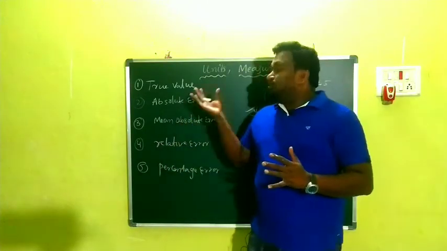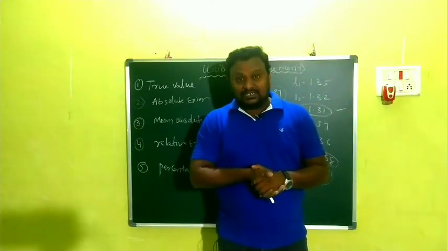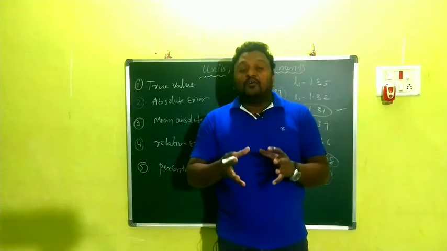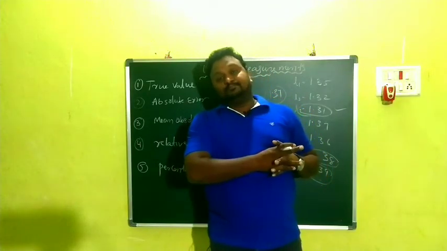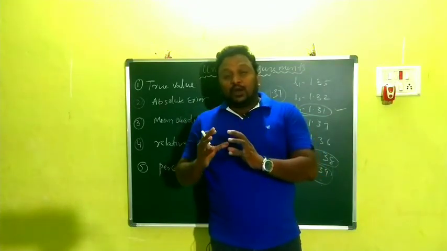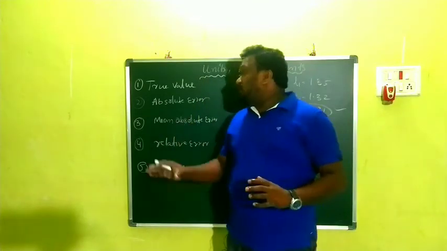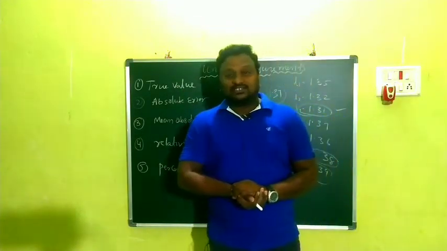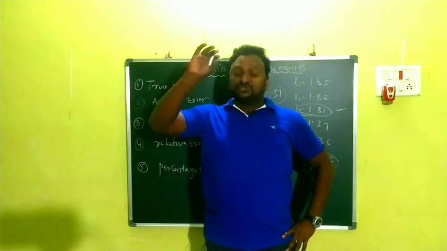The true value is nothing but the mean value of all the measured values in an experiment. In an experiment, the mean of all measured values is called the true value. Clear, children? The average of all the measured values should be taken as the true value.